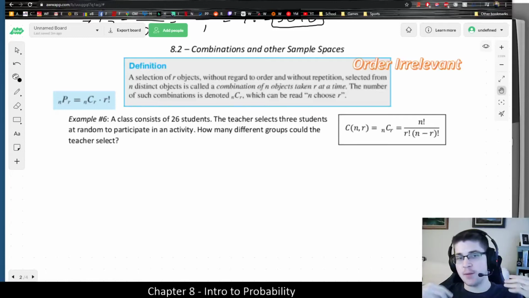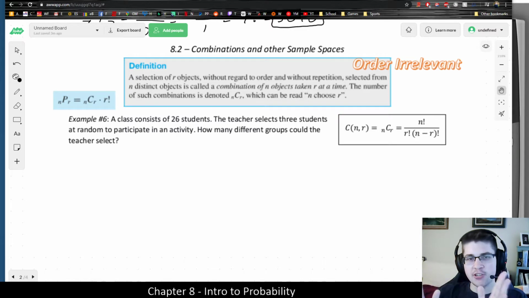In this video, we will be talking about mathematical combinations, which, very similar to permutations, is a way of taking a bunch of objects and selecting groups of those objects in a particular way. Let's go ahead and read the definition.